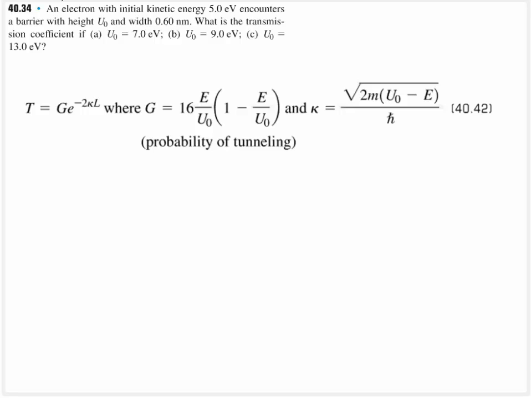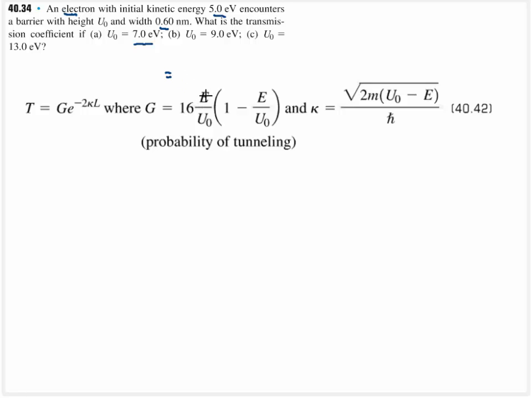Okay, a little bit of practice with some tunneling. If we have an electron and it's got some initial kinetic energy of 5 electron volts, comes across a barrier with first 7 eV height to it and a certain width, what's the transmission coefficient? Now keep in mind that you either need to work in electron volts or in joules, and I'll just go ahead and work in joules for this one.